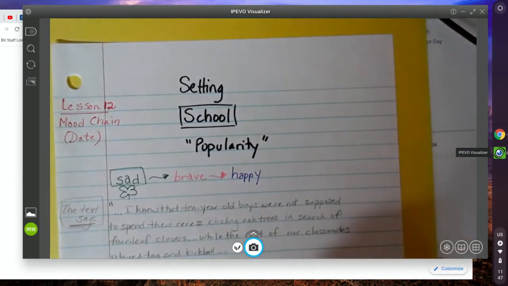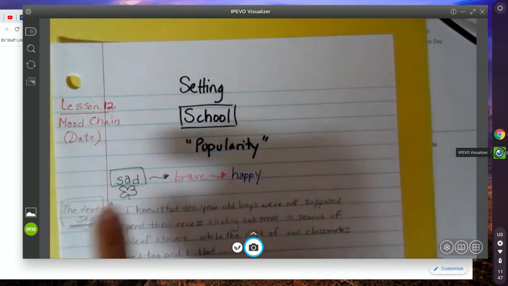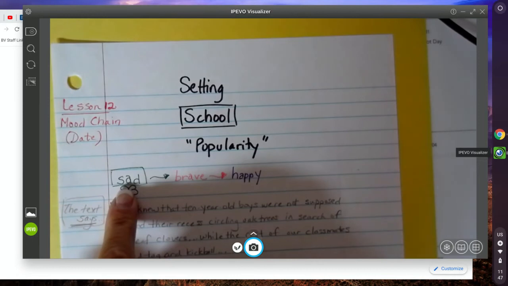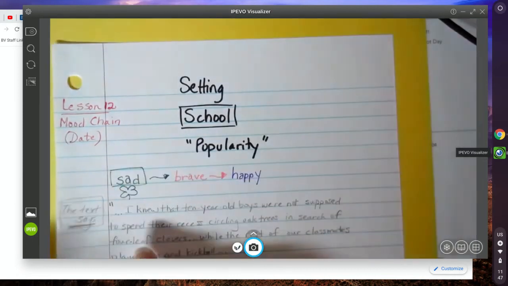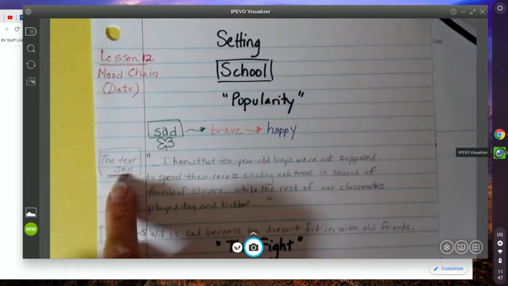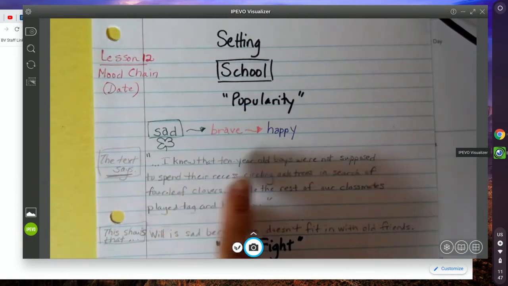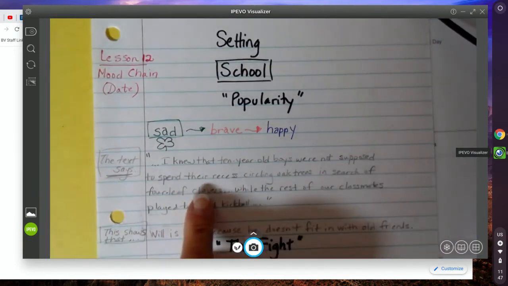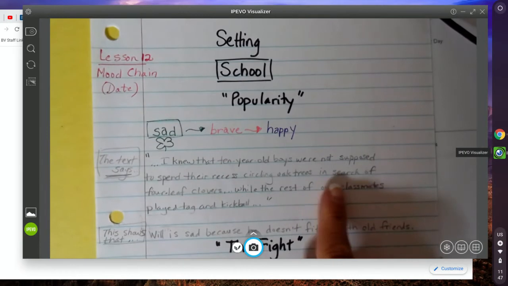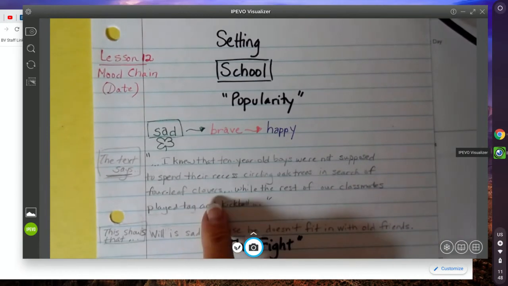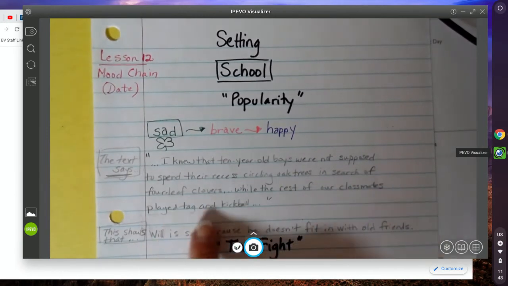But psychologically, in other words, what happens for Will is different. It's not always the same at the school. Let's just take the story Popularity, for example. It starts out that Will is sad. And I know that because the text says, I knew that 10-year-old boys were not supposed to spend their recess circling oak trees in search of four-leaf clovers, while the rest of our classmates played tag and kickball.